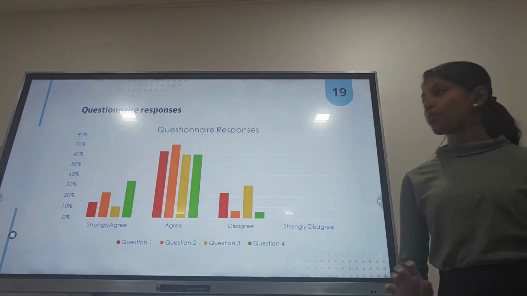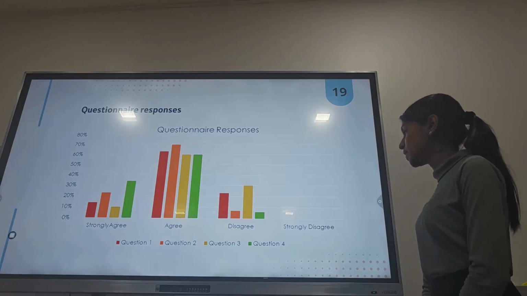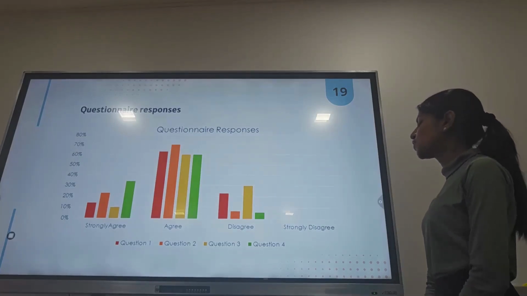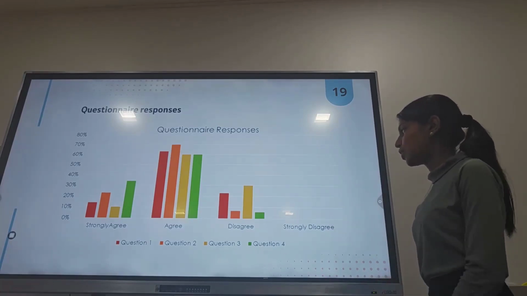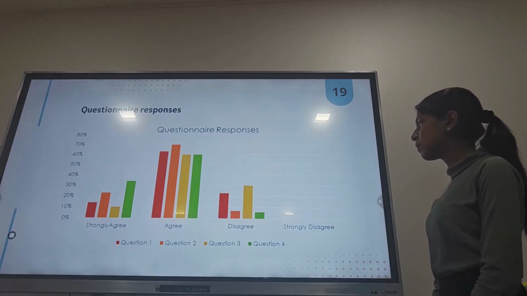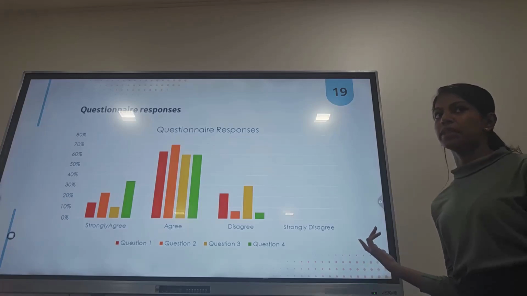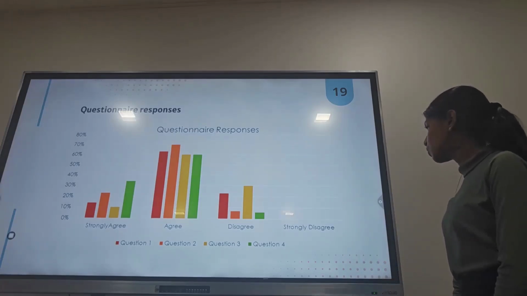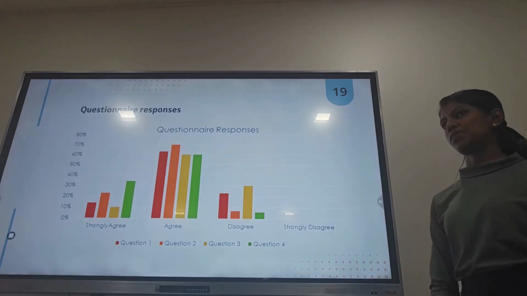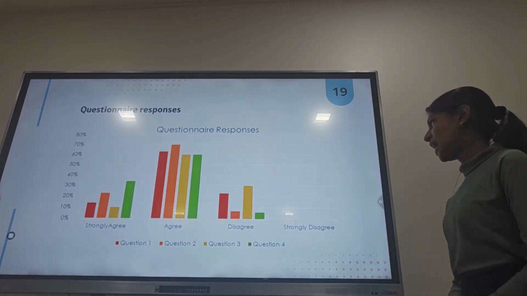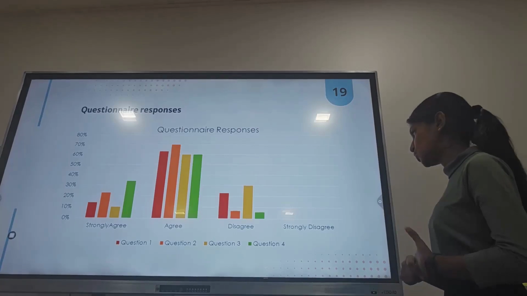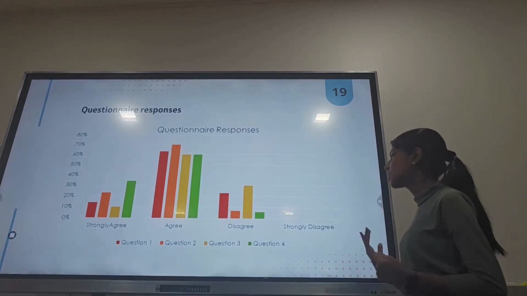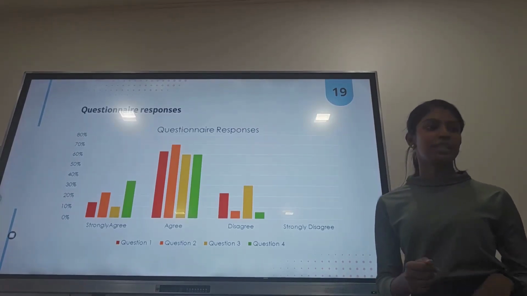And then this graph represents the questionnaire responses. Most of the students have strongly agreed and agreed to the questions, and there are a number of students who have disagreed with the teaching method, but there are no students who have extreme dissatisfaction towards the teaching method. As there were students with different proficiency levels, some students might find it difficult to understand the teaching method.